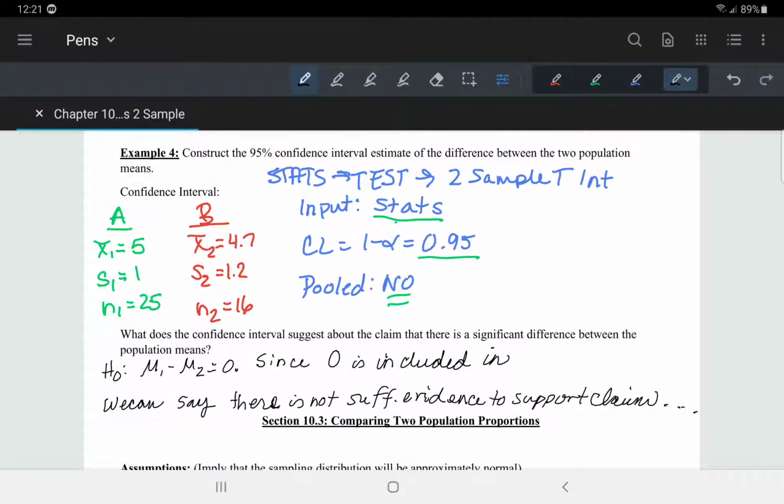And when you do this, you should come up with the interval. It says negative 0.4387 will be less than mu1 minus mu2, or mu A minus mu B, which will be less than 1.0387.